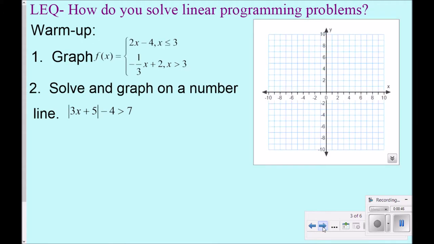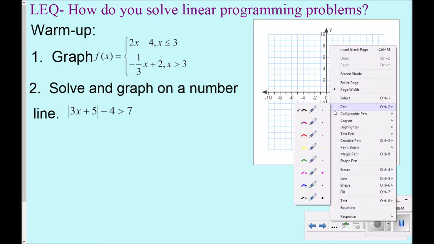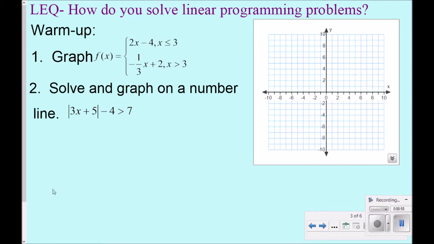Okay, so I'm going to work on the warm-up here. So graphing 2x minus 4, x less than or equal to 3. So I'm substituting 3 into that equation. So 6 minus 4 gives me 2. So 3 comma 2 is a solid point because of the equals. So at 3, 2, I'm making a solid point.